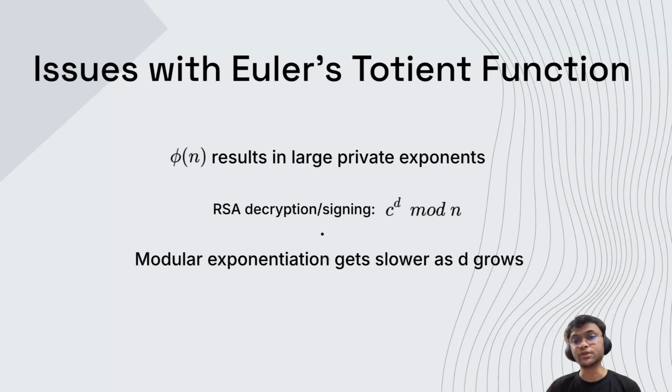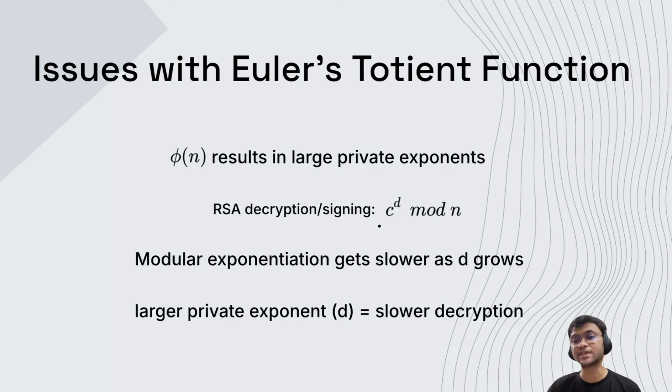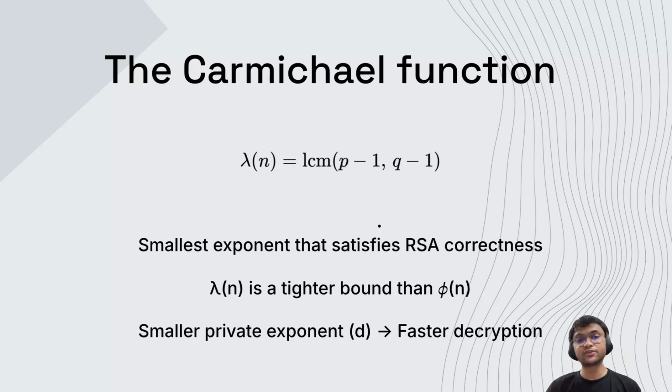The core issue here is modular exponentiation. The larger the exponent d, the more operations are needed, making decryption and signing noticeably slow. To solve this, cryptographers switched to the Carmichael's function. Unlike Euler's Totient function, the Carmichael's function, often represented as lambda n, provides the smallest exponent that satisfies the RSA correctness, thereby reducing decryption time, with no impact on the security assumptions that we made.